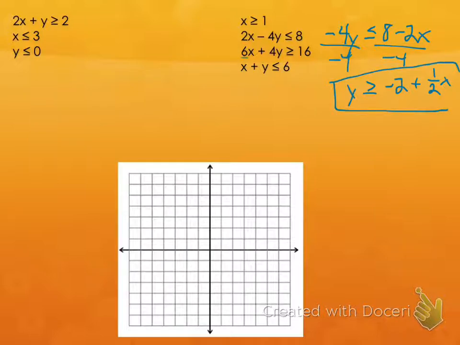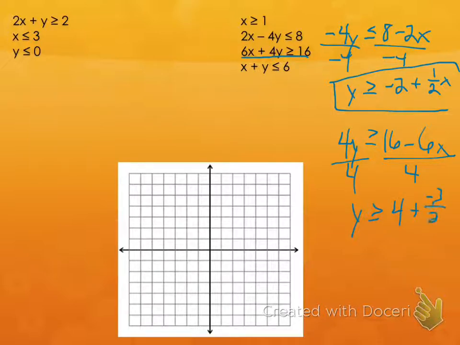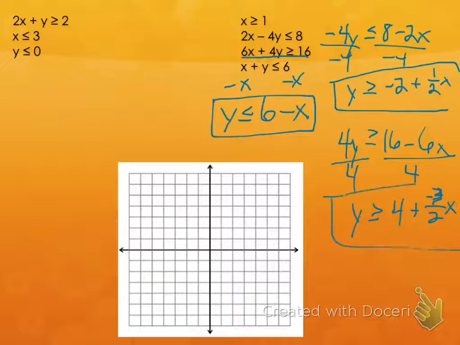For the third equation here, 6x plus 4y, I subtract the 6x to the other side, so 16 minus 6x. Then divide everything by 4. So you get y is greater than or equal to 4 plus -3 halves x. Sorry, that's supposed to be a 3. And then this last one, minus an x to both sides, so you get y is less than or equal to 6 minus x. So my first one is x is greater than or equal to 1, which is going to be a vertical line at x is equal to 1.